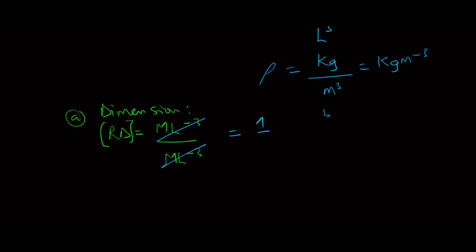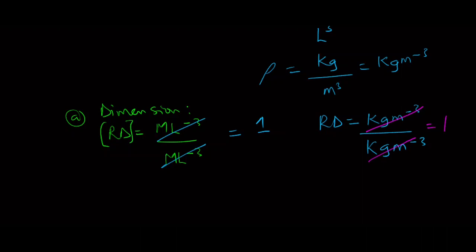What about the unit of relative density? The unit for density of a substance is kilogram per meter cubed, while the unit for water as well is kilogram per meter cubed. So if we try to solve this, kilogram per meter cubed cancels kilogram per meter cubed, and that will give us 1.